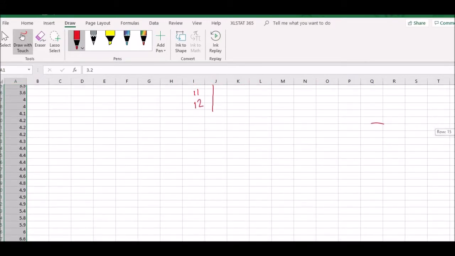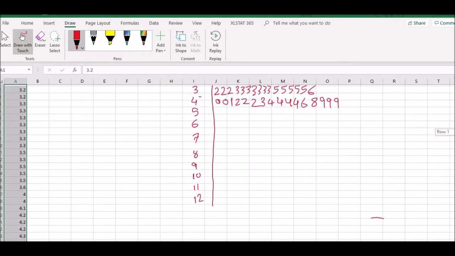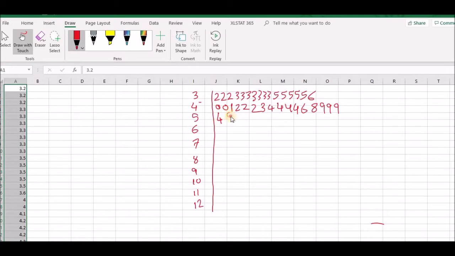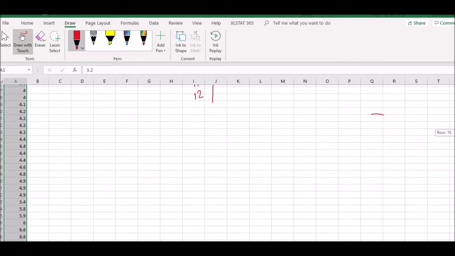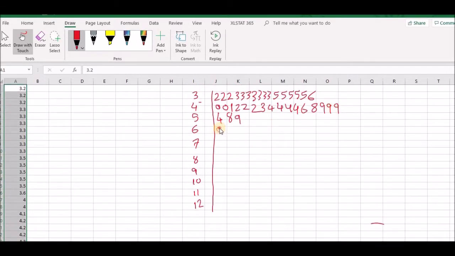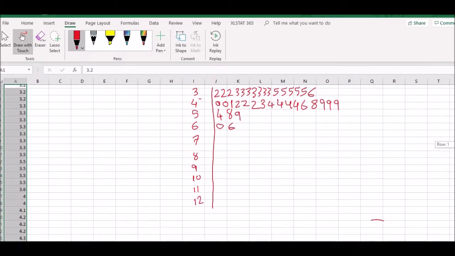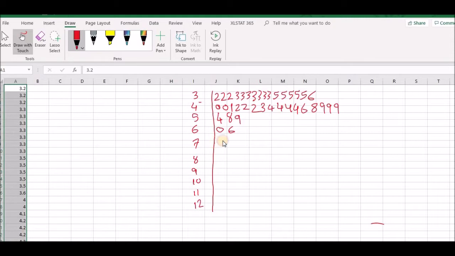And then we go to the next stem, which is 5. I have 5.4, 5.8, 5.9. And then I go to the next stem, 6. I only have 6.0 and 6.6. And then I don't have 7s, so I'm going to leave that blank. And I have 8.6, so I'm going to represent that. So this is blank. And then 8.6.